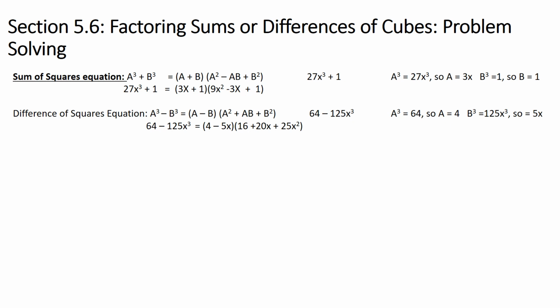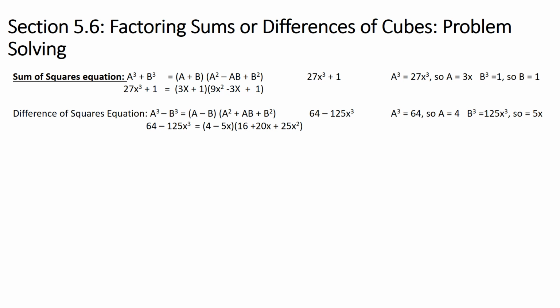Now I'm just going to plug it all in. a plus b, which is 3x plus 1. And then a squared is 3x times 3x, which is 9x squared. Minus ab, which is minus 3x, plus b squared, which is 1 times 1, 1 squared.